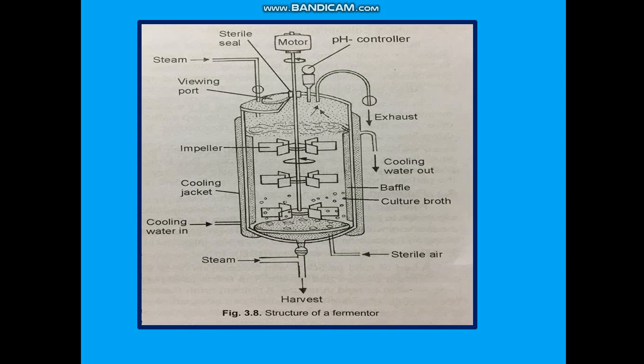You can see the baffles here. These long vertical baffles. My cursor is giving me some problem here. The baffles, then the cooling jacket and the harvest line. Okay, so you can compare it with the diagram present in your book and can understand it better.